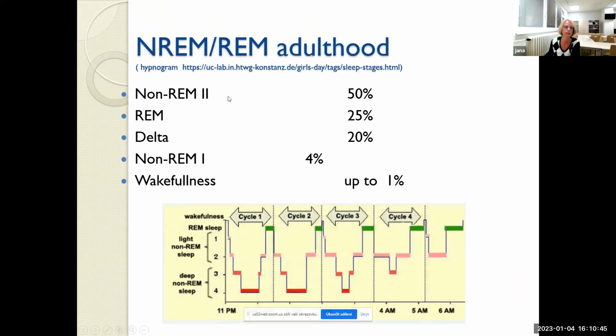In percentages, we see that non-REM sleep has 3 stages: non-REM 1, 2, and delta, let's say non-REM 3. You can see that the second stage is about 50%, and the other is about 20%. Delta sleep is very important for the nesting processes. Wakefulness is when we should be sleeping and shouldn't be waking up, so normally it is not more than 1% of the whole sleep. Very important for the human brain is REM sleep, which makes up around 25% of the length of sleep.